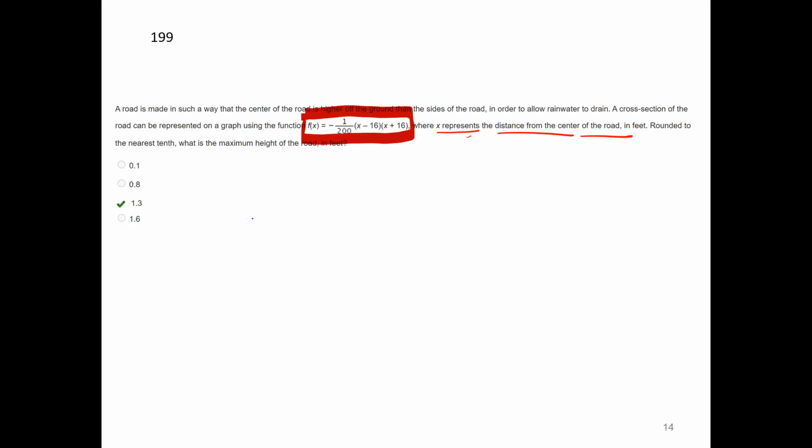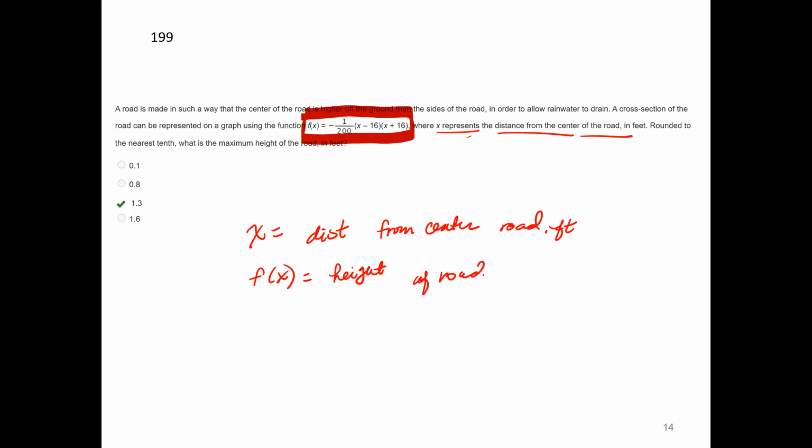Okay, so X is equal to the distance from the center of the road, okay? And that's in feet. F of X is going to be the height of the road.